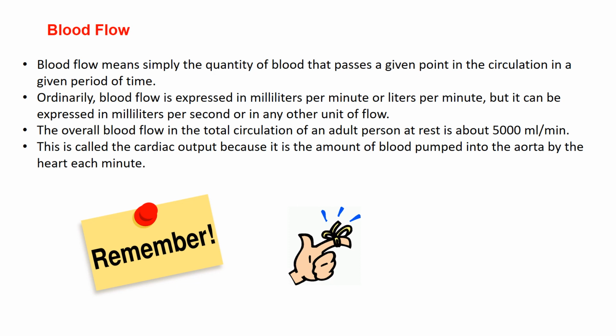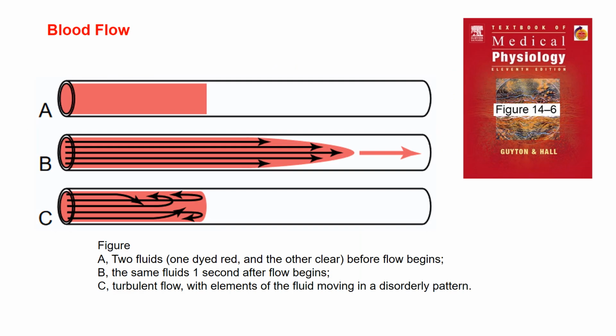The overall blood flow in the total circulation of an adult person at rest is about 5,000 milliliters per minute. This is called the cardiac output because it is the amount of blood pumped into the aorta by the heart each minute. Figure. A. Two fluids, one dyed red and the other clear, before flow begins. B. The same fluids 1 second after flow begins. C. Turbulent flow, with elements of the fluid moving in a disorderly pattern.